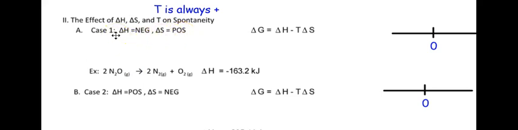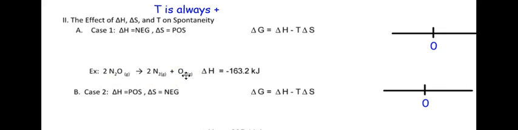Delta H is negative. Hey, that's exothermic. And delta S is positive, means it's becoming more disorderly. So here's an example of 2 moles of dinitrogen monoxide making 2 moles of nitrogen gas plus 1 mole of oxygen gas. Notice that the delta H is negative, so it is exothermic, it's releasing energy. And notice you're going from 2 moles to 3 moles.